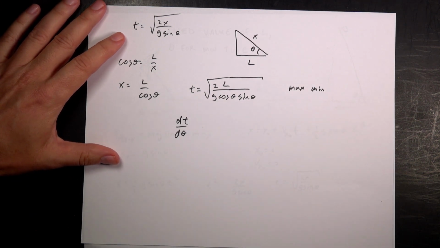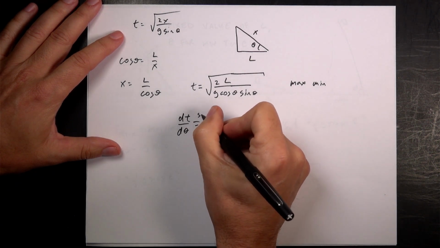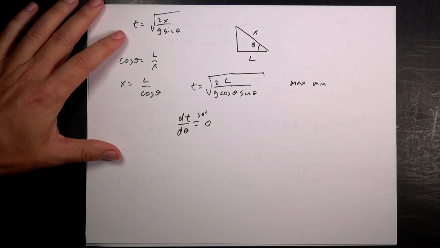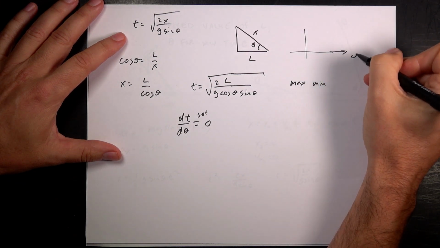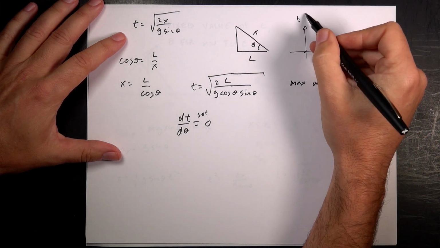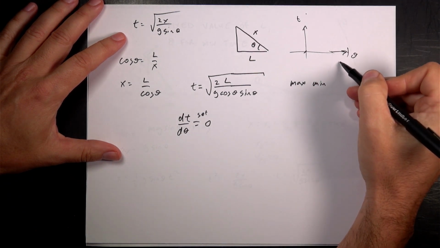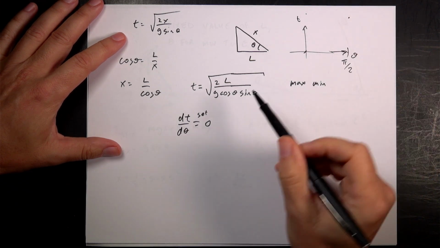That seems really weird, okay? But that's what that is. And we're going to set that equal to 0. Because imagine this. So suppose the time, here's theta and here's time. I know that if theta is equal to 0, I get an infinite time. If theta is equal to pi over 2, I get an infinite time, right? And which we can see right here.